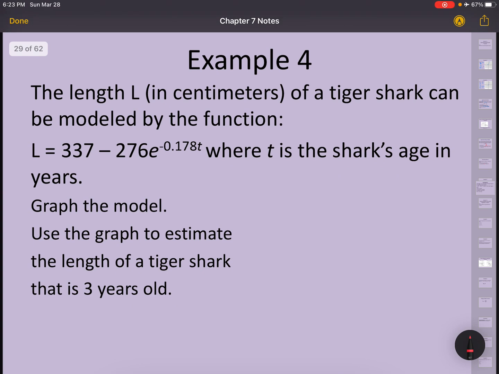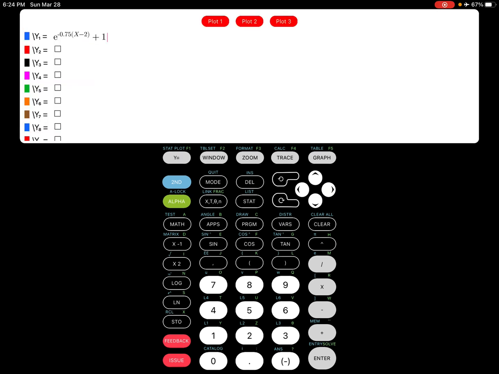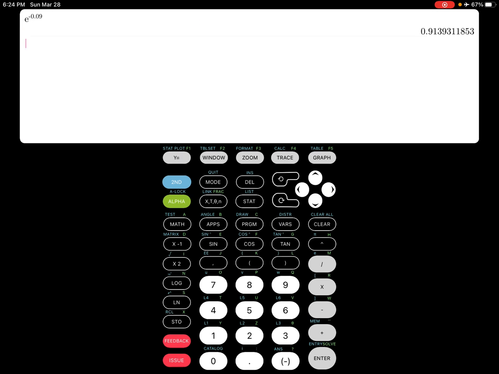In example 4, the length L in centimeters of a tiger shark can be modeled by the function here. L equals 337 minus 276 times e to the negative 0.178t, where t is the shark's age in years. We're going to graph the model in the graphing calculator, and then use the graph to estimate the length of a tiger shark that is 3 years old. So let's start by going to y equals and putting in that function.